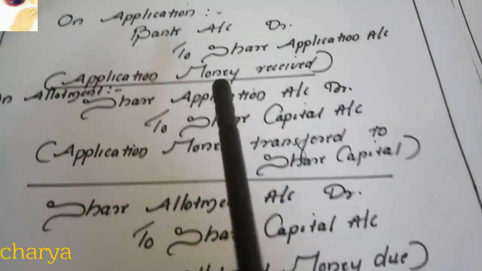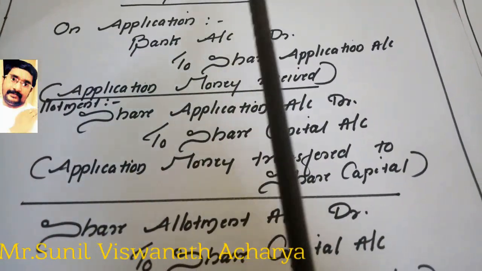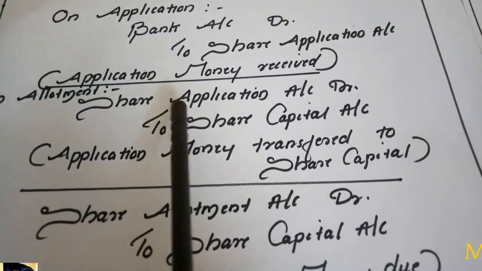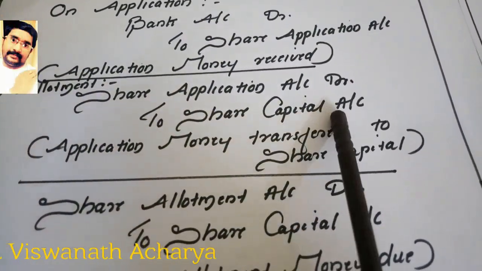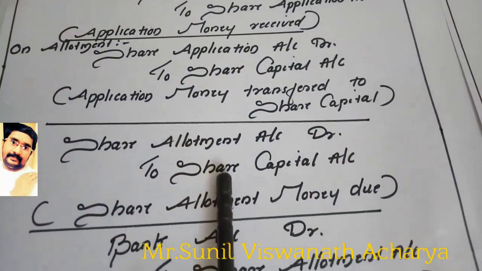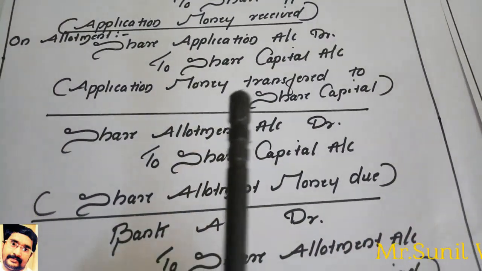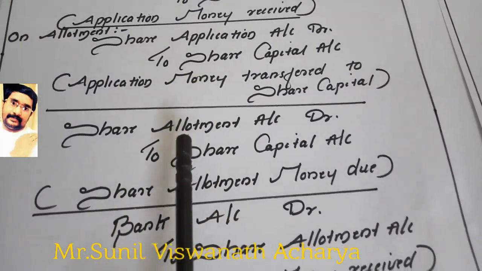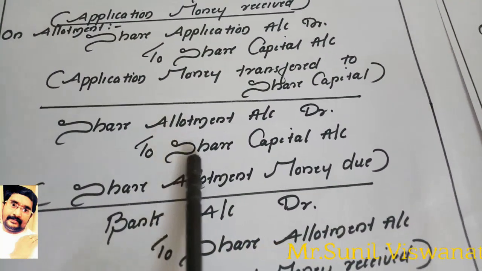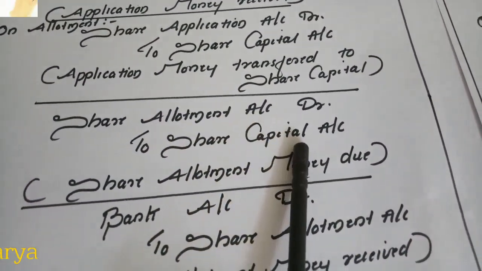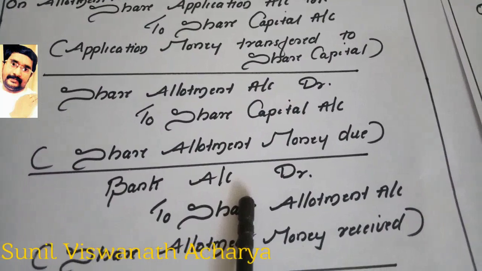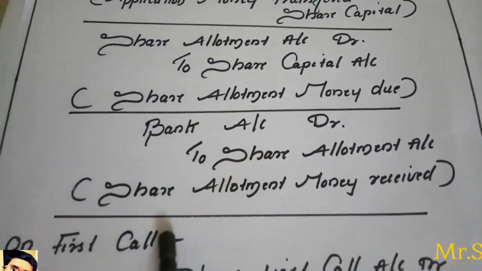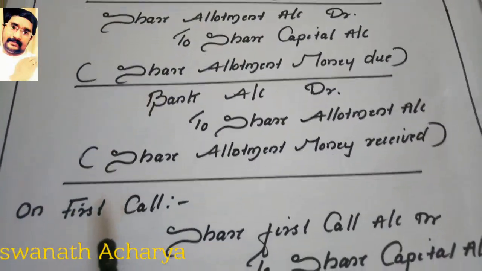Here you can see, at application time the bank entry will come first, because we receive the application money first, and only at allotment time do we transfer that application money to share capital. But at allotment time the due entry will come first, because we know the due date for the second installment. On that date the second installment money is automatically transferred to share capital, and then only we will receive the money. That's why the due entry comes first, then the bank entry second. Okay. So the second installment, the allotment time, is over.